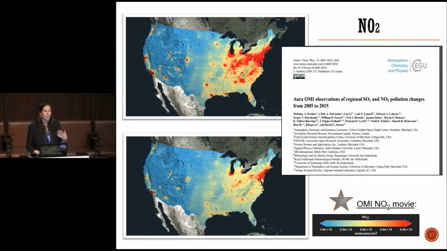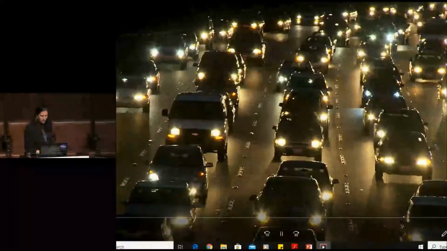NO2: the main source is traffic and industry activity, and there has been a study showing that environmental legislation reduced the NO2 emissions, and you can clearly see this on the map. And I'll let the short movie explain a little bit more about the OMI capability.